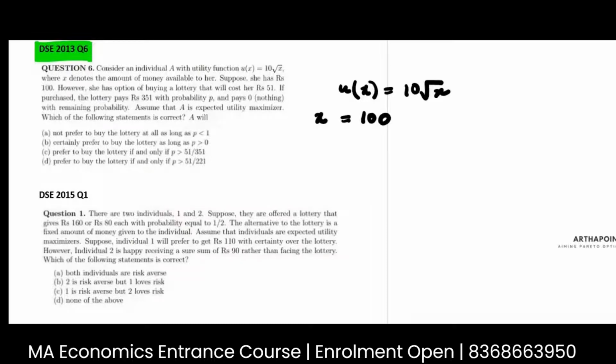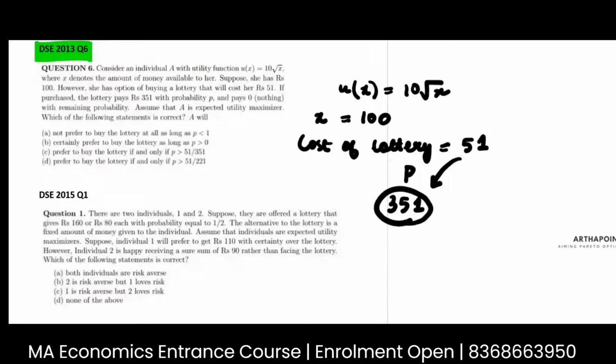However, she has an option of buying a lottery that will cost her 51 rupees. So the cost of the lottery is 51. If purchased, the lottery pays 351 with probability P, which means that with probability P, you get 351, and 0 with the remaining probability. With probability 1 minus P, the lottery pays 0. And the lottery is purchased out of 51 rupees. Remember that you're not spending your entire money. You're only spending 51 rupees.